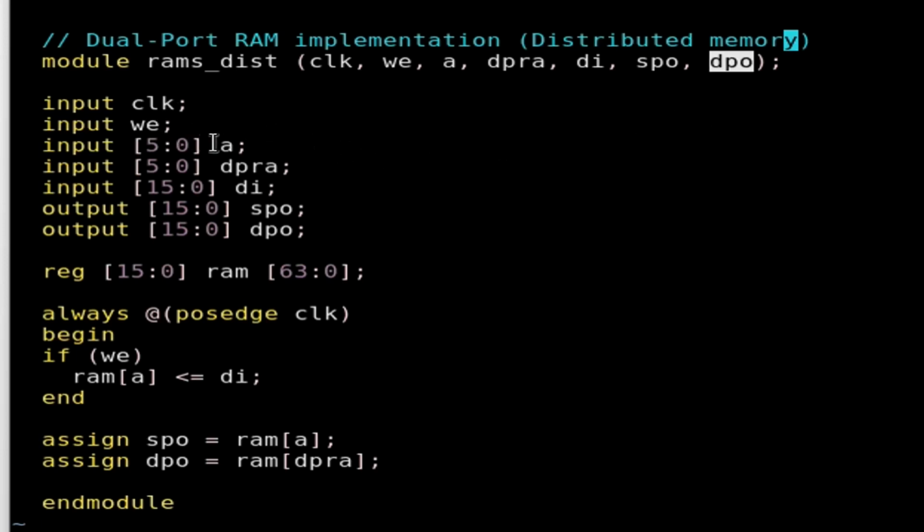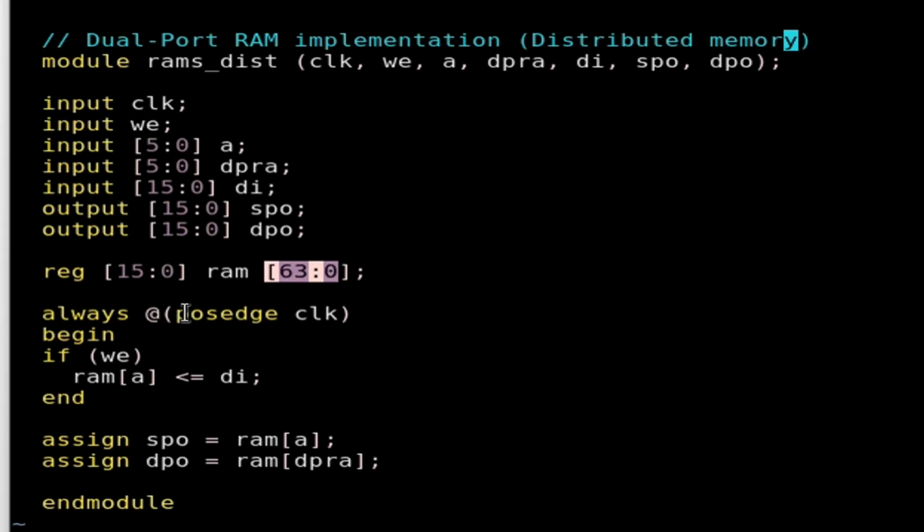Clock, write enable, address A, and address DPRA are all inputs. DI is the data input. The outputs are SPO, which is the output data on port A, and DPO, the output on port B. Now I am declaring a memory RAM. Each of its locations has a width of 16 bits and it has a depth of 64.